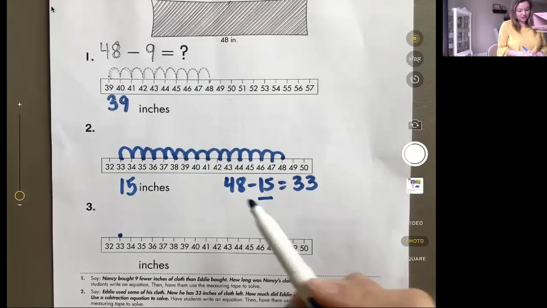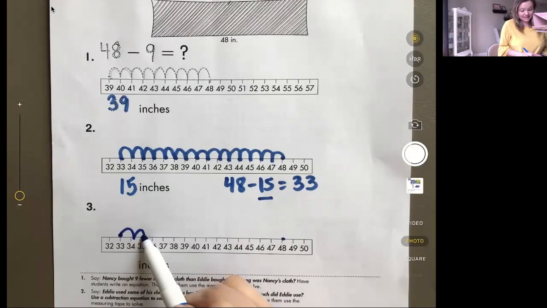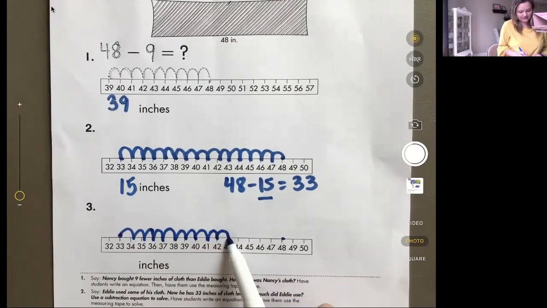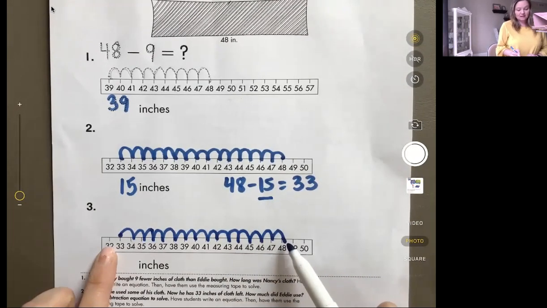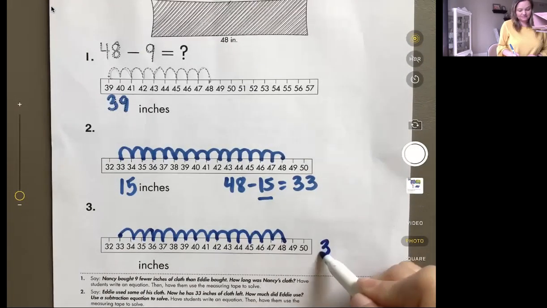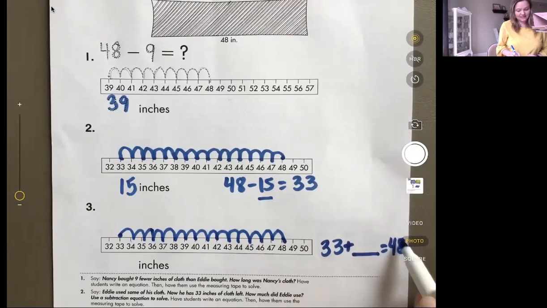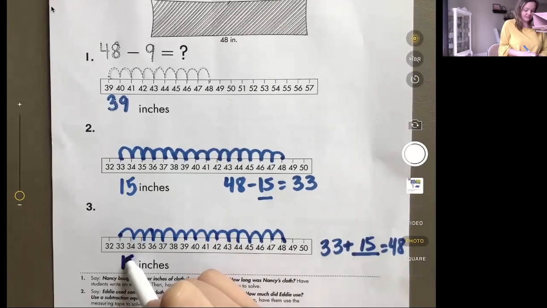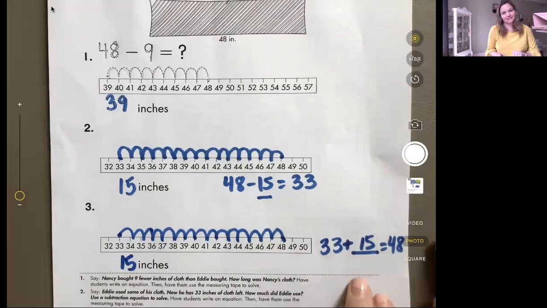So we know he was at 33, and we'll count the jumps just to be sure. 1, 2, 3, 4, 5, 6, 7, 8, 9, 10, 11, 12, 13, 14, 15. See, same amount of jumps. We know he was at 33 plus what gives us 48. And the missing part, again, was 15 inches. Okay? So now we're going to turn this over and we're going to work on the back side together.